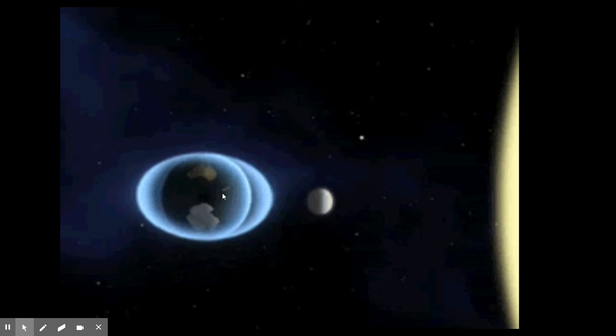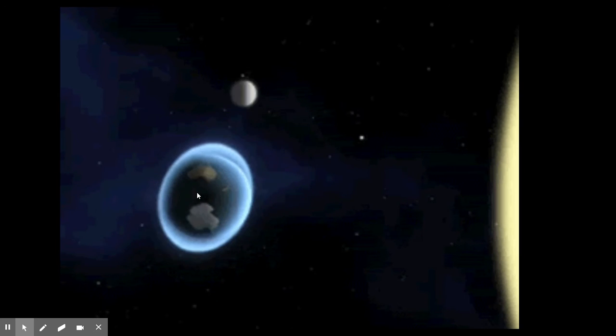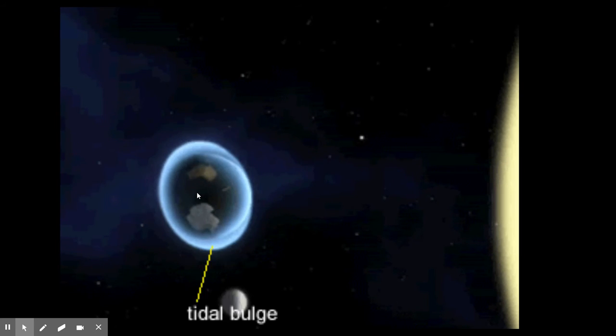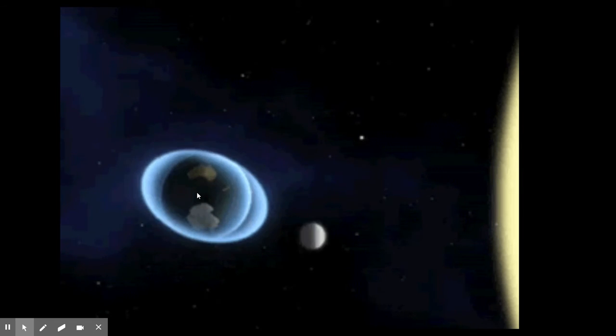So if the earth spins in one day, basically what that means is that every day we get two high tides and two low tides. Okay. Two high tides and two low tides.